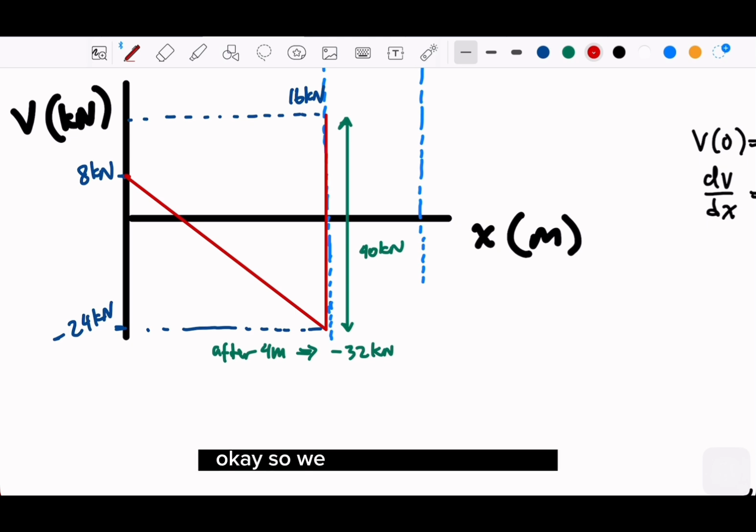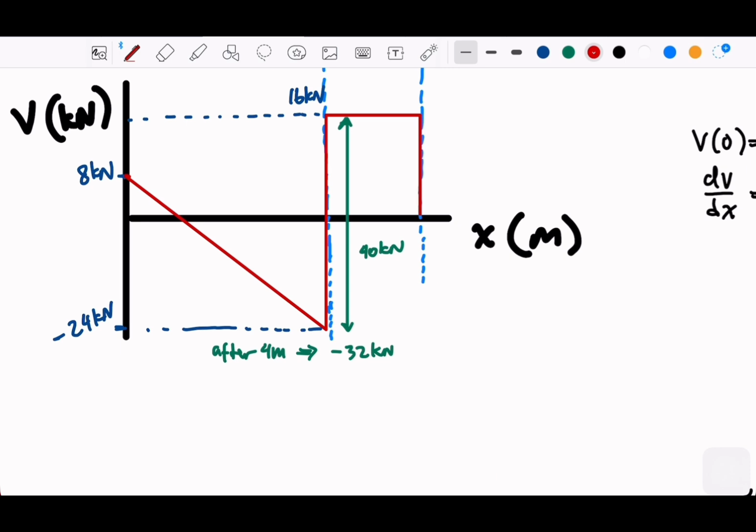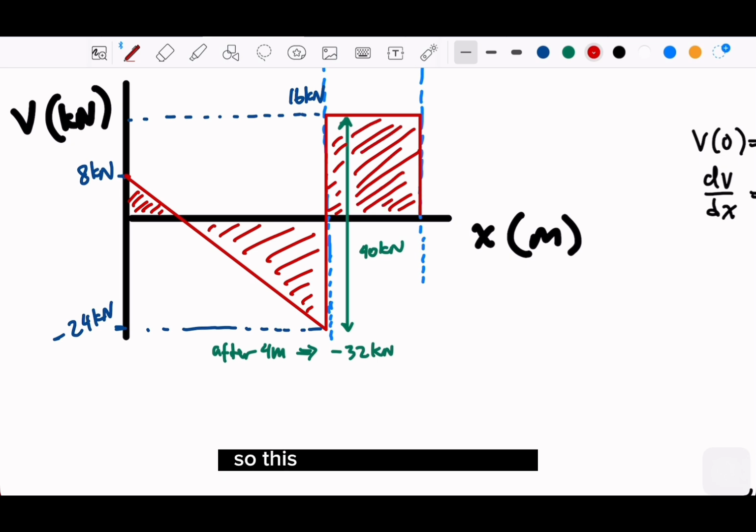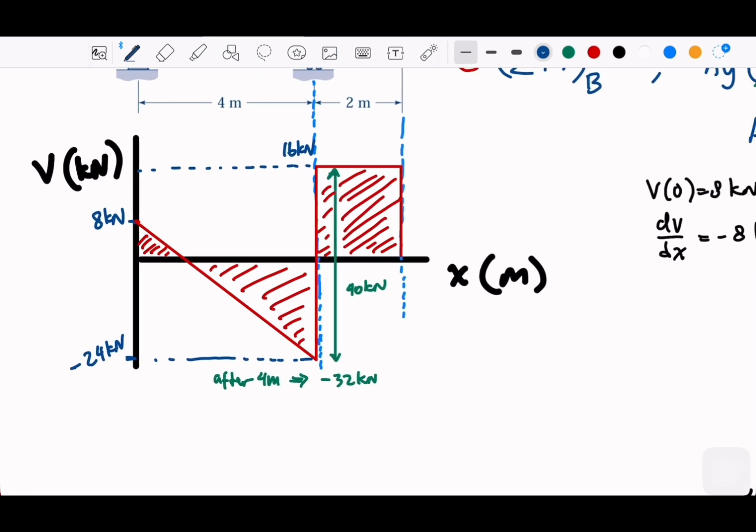So we get the constant here, constant, and then it goes down -16, right? And then it becomes 0. So here is the diagram. So this is the shear diagram finished.